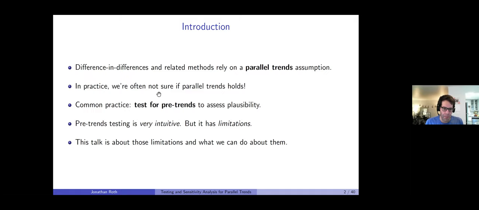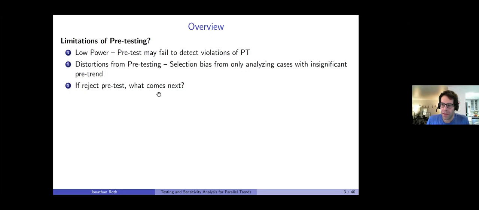So what I'm going to do in this talk today is tell you more about what those limitations are and about what we can do about them. Let me just start with a 30,000 foot overview and tell you in three bullet points what I see as the limitations of the approach of pre-trends testing. The first issue is that pre-trends tests may have low power.